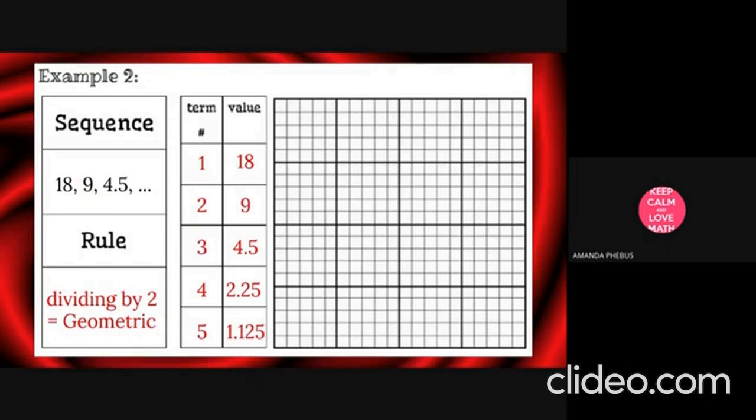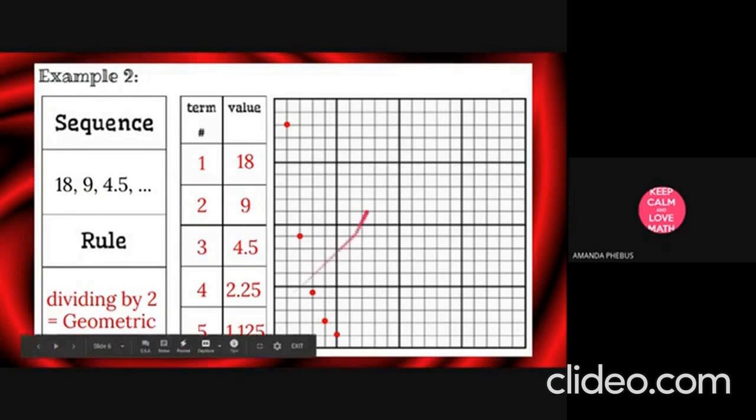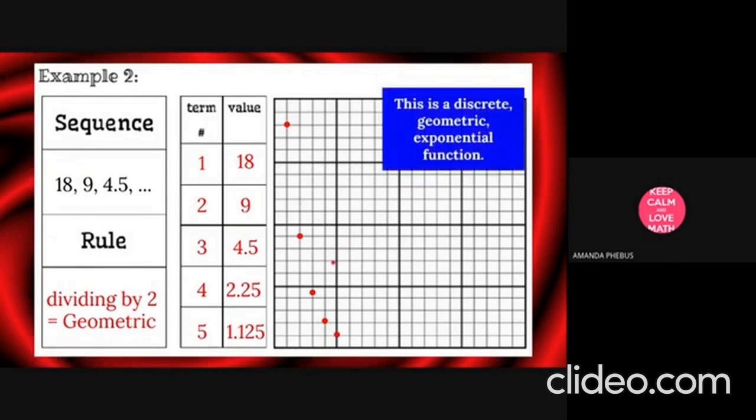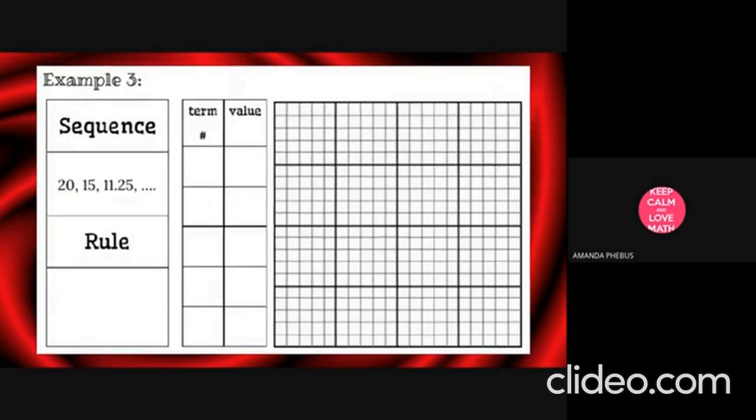All right, so let's graph this. So 1, 18, 2, 9, 3, 4.5, 4, 2 and a smidge, right? 2.25, and then 5, 1.125. So just a little bit above 1. So definitely a curve, definitely not a straight line. So we aren't going to connect them. It's still going to be discrete, but it's geometric and it's modeled by an exponential function. So definitely a curve there. All right, here we go.